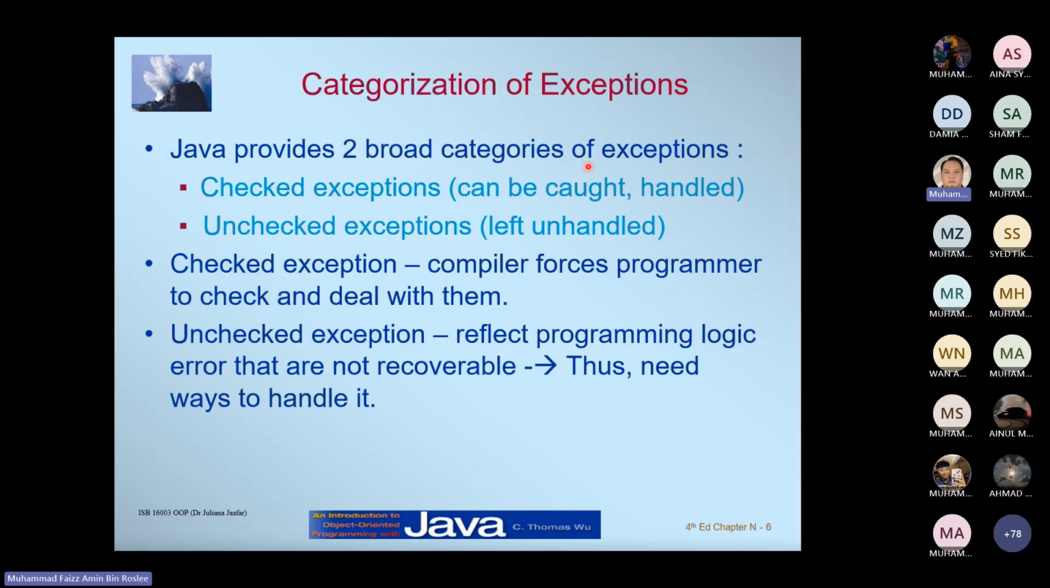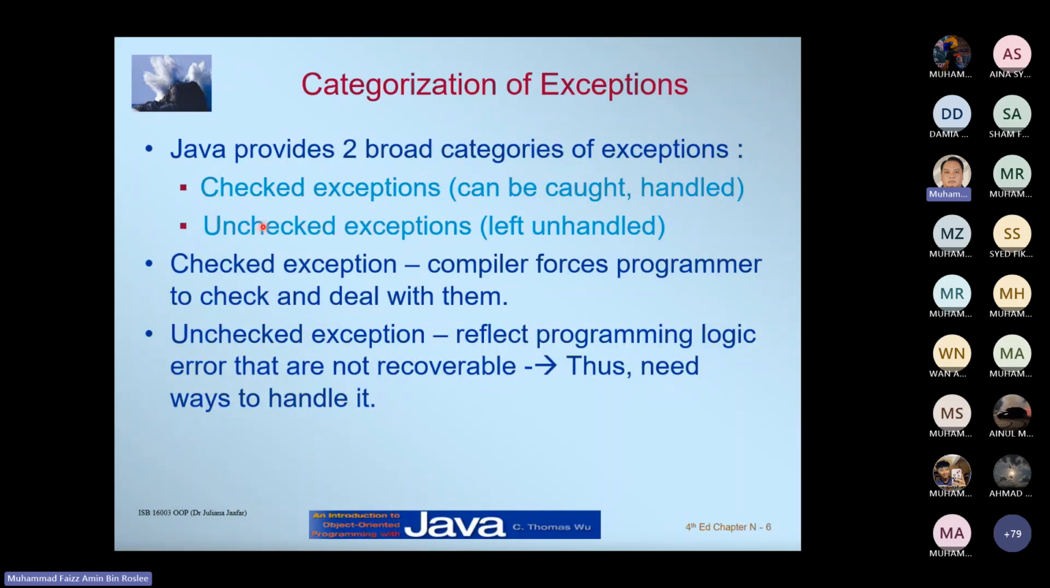Java provides two broad categories of exception. The first one is checked exception, which can be caught or handled. Another one is unchecked exception, or unhandled exception, or left unhandled exception. So what is a checked exception? A checked exception is one where the compiler forces the programmer to check and deal with them. But an unchecked exception reflects programming logic errors that are not recoverable. Thus, you need ways to handle it.